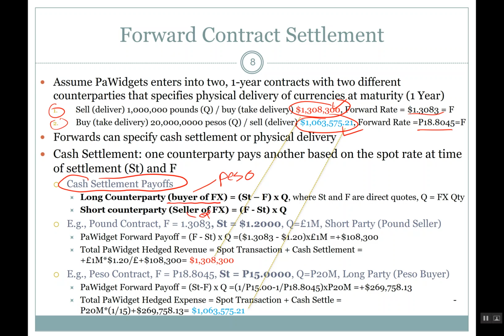So in the case where they're buying pesos, if it's cash settlement, meaning the contract doesn't require exchange of currencies, you just do this calculation. Take whatever the exchange rate is in one year, we'll call it ST, the spot price at maturity time T, minus whatever the forward price is, 18.8045, times my 20 million pesos. Now the forward rate and quantity are set a year in advance, so the only thing you wait for is to see what the exchange rate is next year.